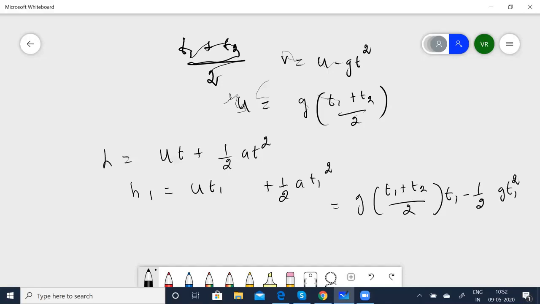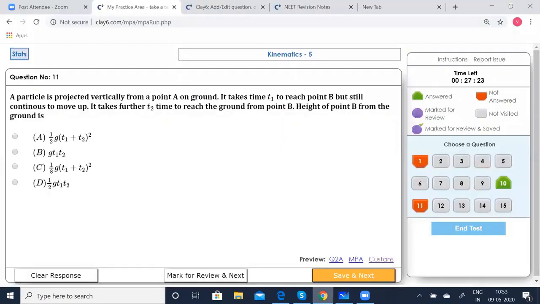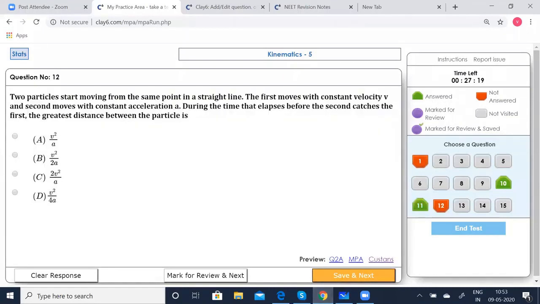From this you can infer that H is nothing but, after simplification, half g t1 t2. So D is the correct option. Click that and go to the 12th.